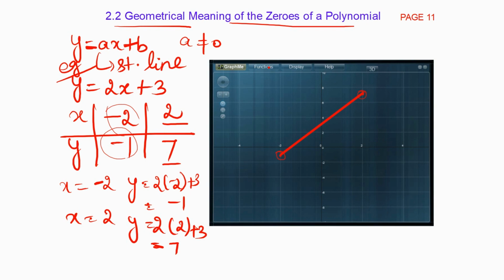So in this equation, the line cuts at minus 3 by 2. That is, if I calculate minus b by a, it is minus 3 by 2. So it cuts at only one place. So this linear equation will have only one zero. That is, the number of zeros for this linear equation will be maximum 1. It can be 0 or 1, but the maximum value is 1.